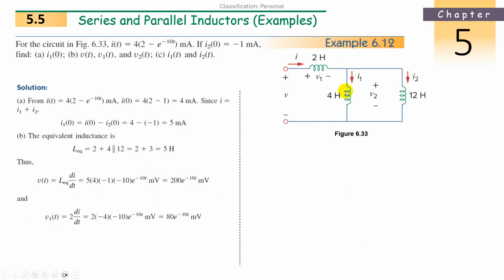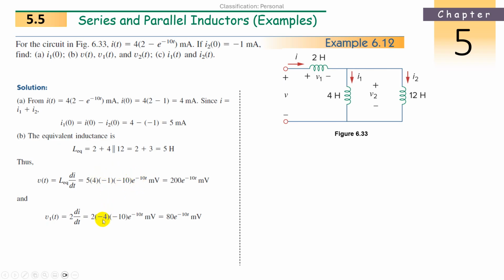Now what is V1? We have to know what is V1. V1 is nothing but 2 di by dt because the current I is flowing through it. So differentiate I, then you will get V1. So 2 di by dt, 2 into minus 4, if you differentiate, the same equation will come.